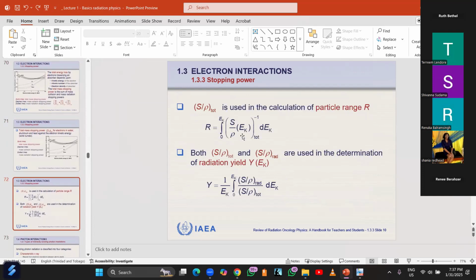In terms of the range, I explained to you that you're going to get a value in units of grams per square centimeter. It's not going to be in the normal absolute range that you are used to, which is in centimeters. The range given here is actually the normal range multiplied by the density, because the density is already incorporated into the formula. That's why the units come out a little bit weird. But if you divide that result by the density of the specific medium, you would get the range in centimeters. So this formula here gives you a range in grams per square centimeter.